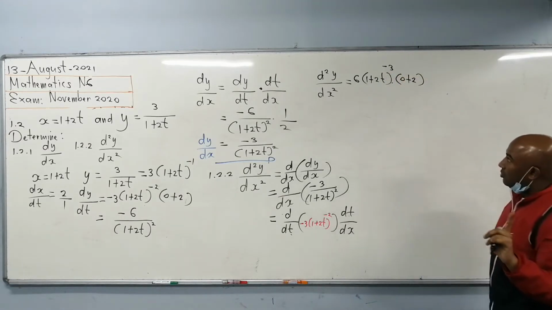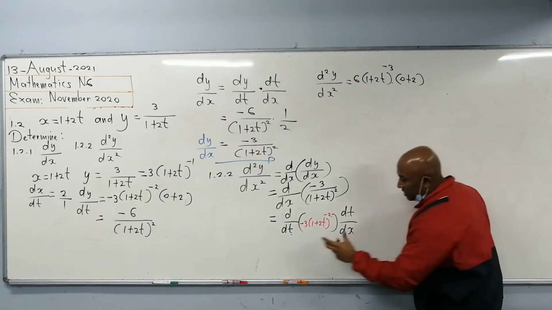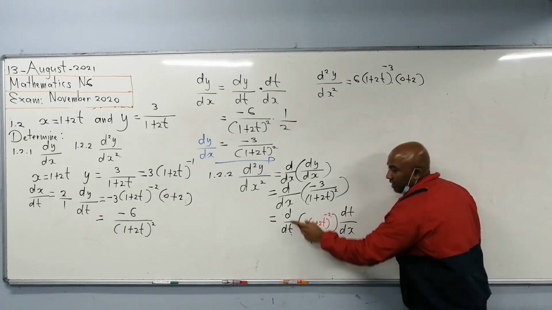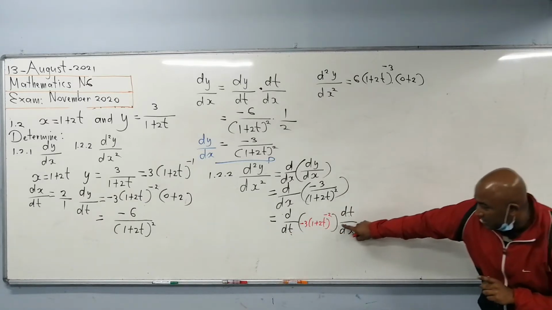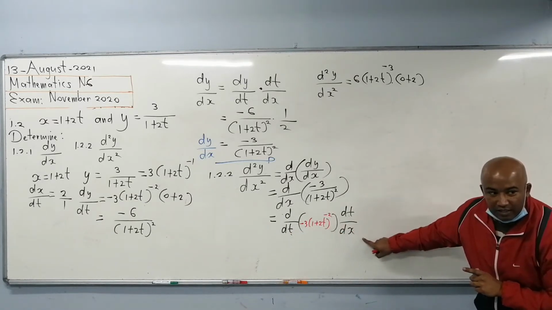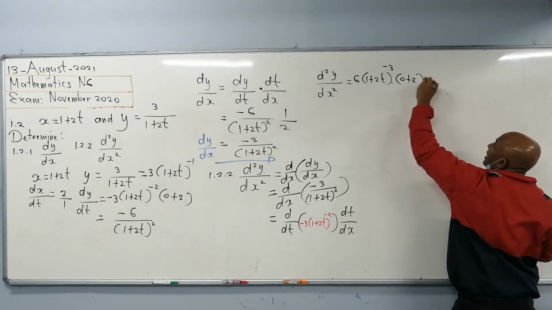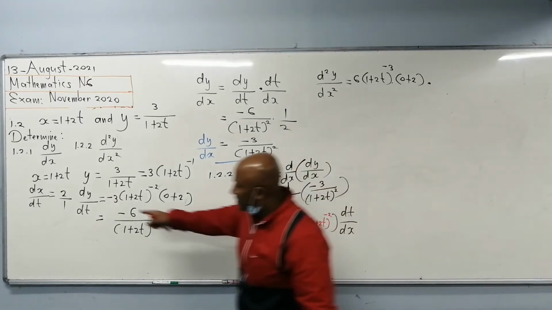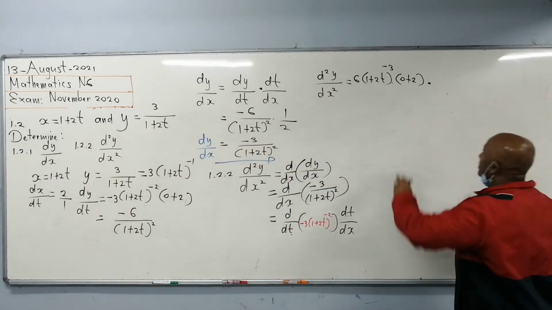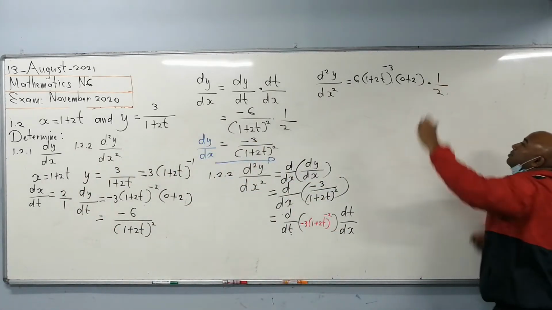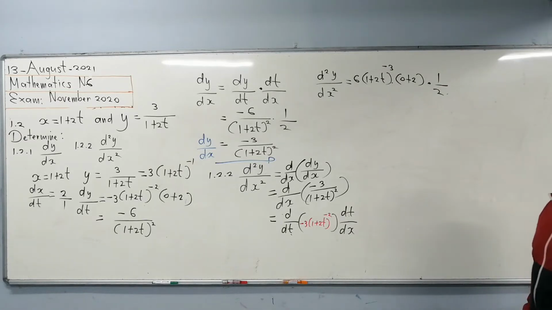Where am I at the moment now? All I did was work this part out. I differentiated this with respect to t. Don't forget that there's still times dt over dx. So that's going to be times, where's my dt over dx? There's my dx over dt. So dt over dx will be times 1 over 2. Okay, with that?